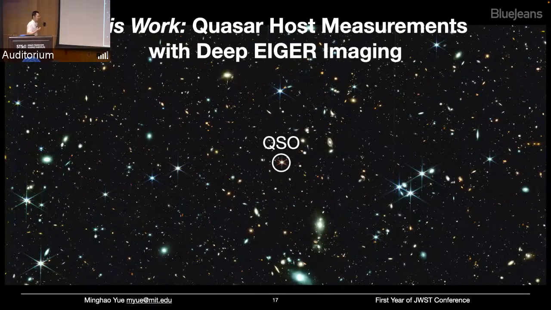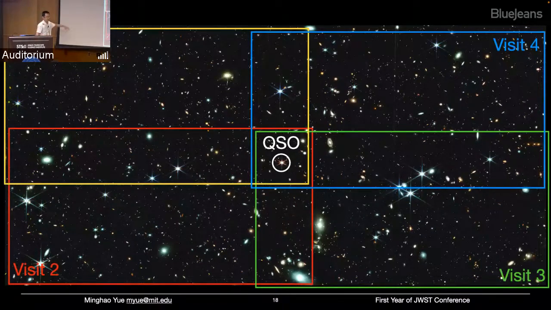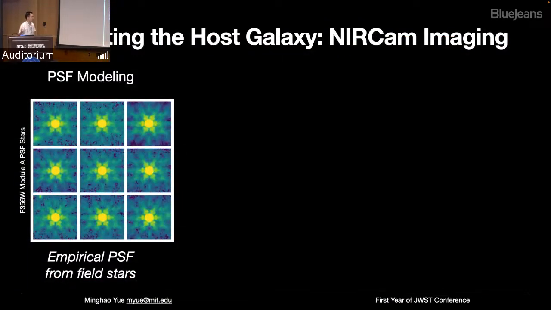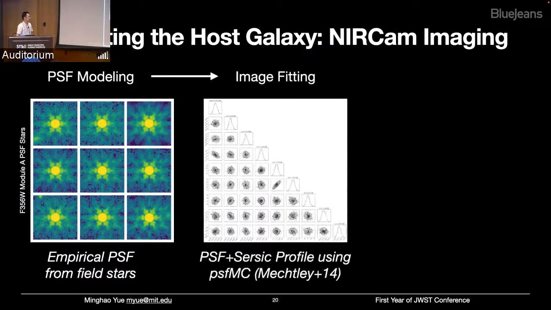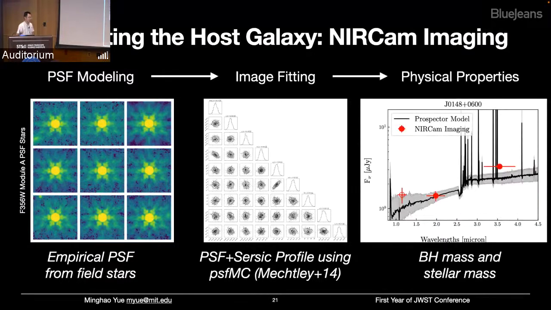Well, there's one pretty critical advantage of EIGER, and that is every quasar in our sample is observed by 4 individual visits like this to cover the whole field of view. This setup does not only give us a better depth around the quasar, but also allows us to compare the output from different visits to convince ourselves that we do see the quasar host galaxy, because it's just so challenging that this cross-validation is very important. The analysis, as I said, is pretty straightforward. We first build PSF models using stars in the field, and then run image fitting to get the fluxes of the quasar host galaxies. And with the fluxes, we can do SED fitting to estimate their stellar masses.